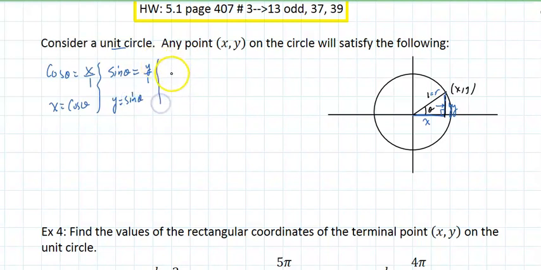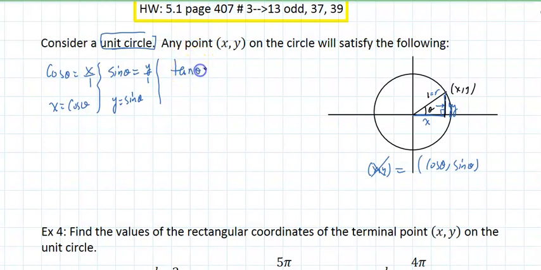So pretty much before I go on, I could take the point x,y and replace it by cosine of theta, sine of theta. You could always do that provided it's a unit circle. Otherwise, you have to multiply by r. So, the assumption is that we are dealing with a unit circle.